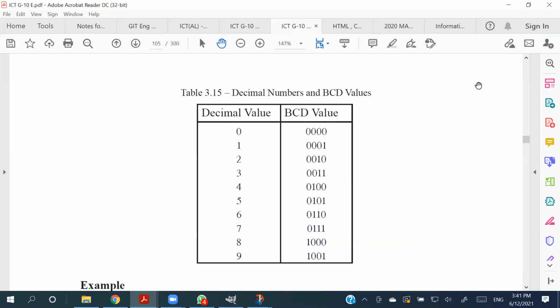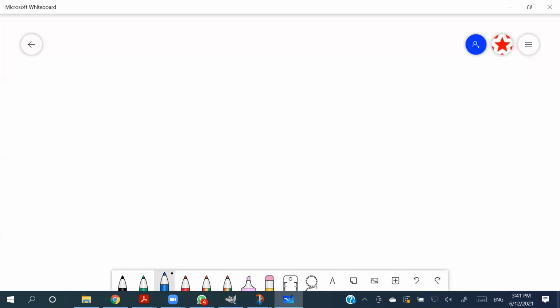So the difference is, now when you consider the same number, let's say the same decimal value, if I need to represent the same decimal value in binary, octal, decimal, hexadecimal and BCD, the representations are going to be different from each other, right? Let's see how this is going to be done.